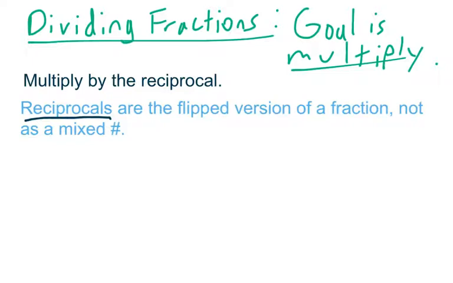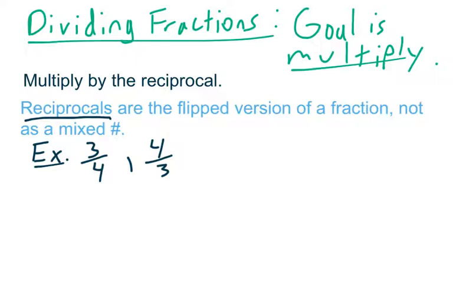So for example, 3/4 equals 4/3 as a reciprocal. And I'm not going to say equals because these aren't equal, but 3/4 and 4/3 are reciprocals. Because all you do is flip the 4 and the 3, and that becomes 4 over 3, and we just write it as an improper fraction.